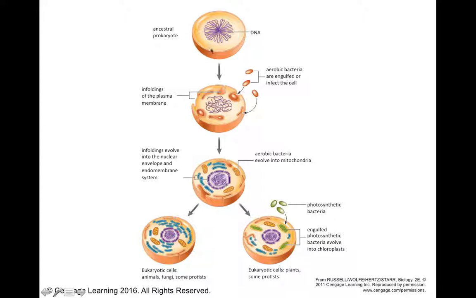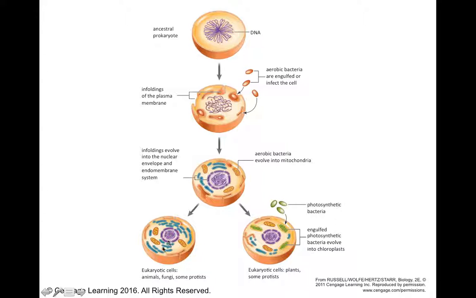So here you have a prokaryote, not a lot going on, a little bit of DNA. In comes a little bacterium that's aerobic, and that guy starts to make ATP, and the cell's like, I'm not going to kill you and eat you. Let's just be roommates, and you can make ATP, and I'll keep you safe. And he's like, right on, let's do this deal. And so on it goes here. These guys become mitochondria, which is just awesome.